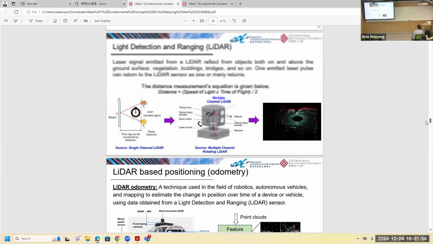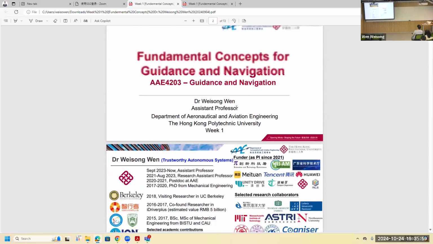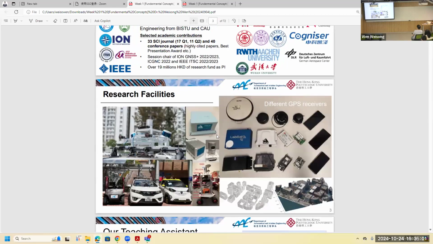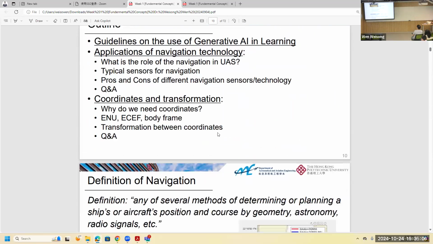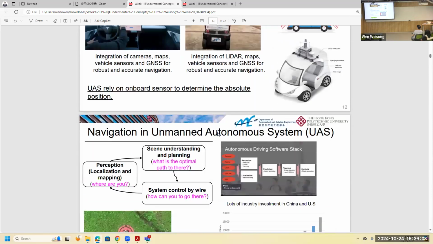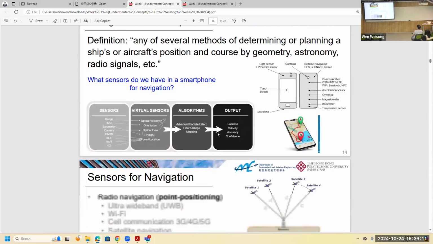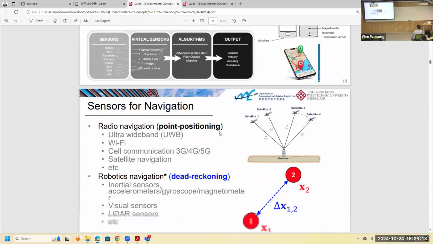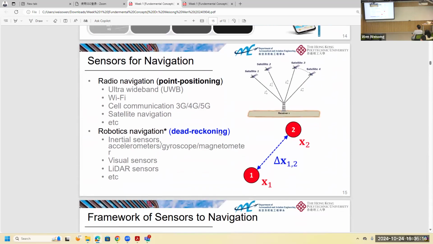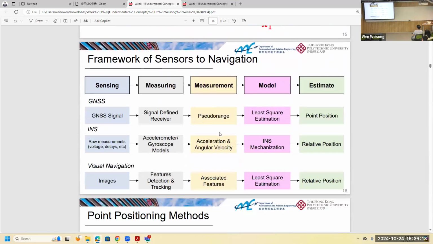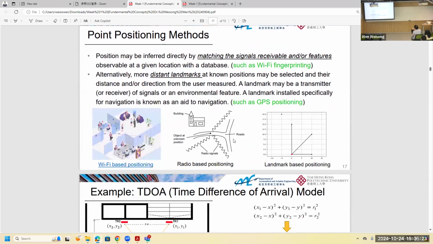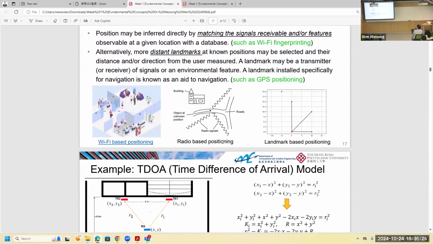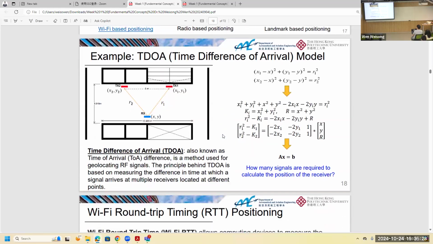For example, in the first week, we talked about the fundamental concepts for navigation, like the basic sensors in smartphones. You have a bunch of sensors in your smartphone, and then positioning and dead reckoning. Dead reckoning means you try to calculate your position by doing relative position accumulation. Then there is TDOA, time differences.